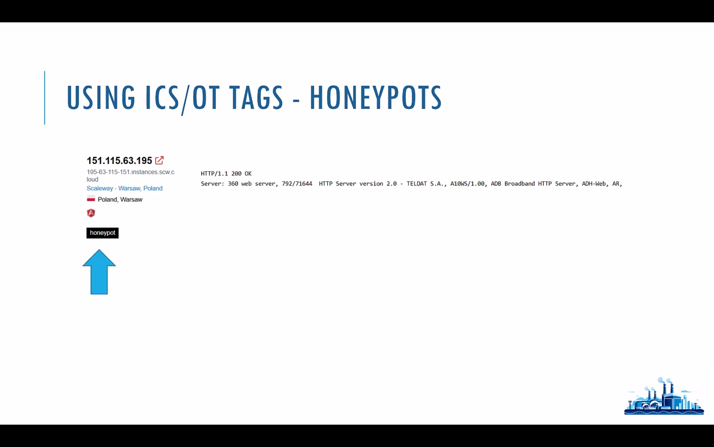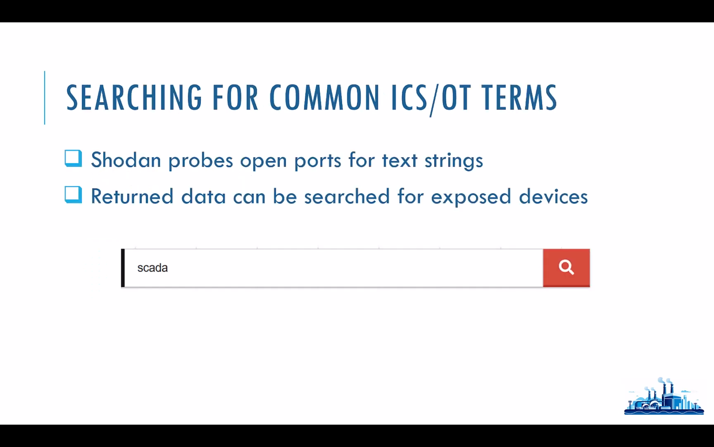So, all right. For the rest of the presentation, let's move past tags and enterprise accounts and look at what we can do with a free account or the lower cost tier, if you do want to get a paid account so you can get more than just 2 pages of results. So one of the things we can do is run searches for common ICS OT terms.